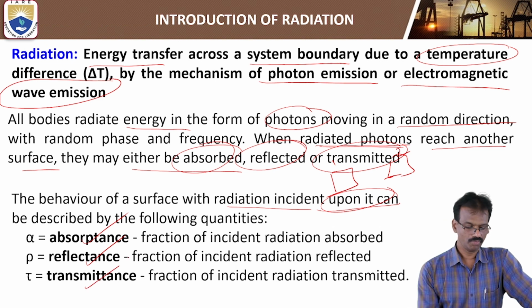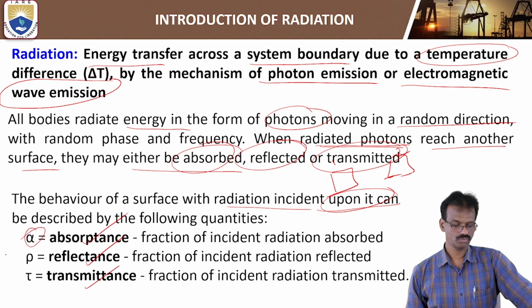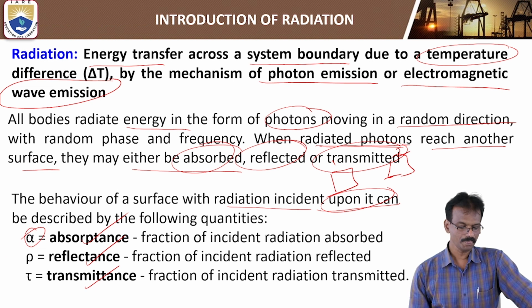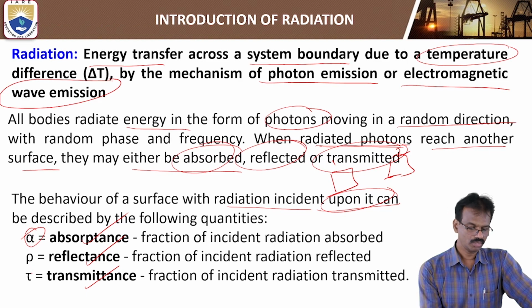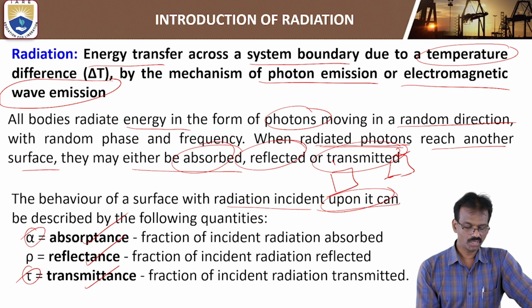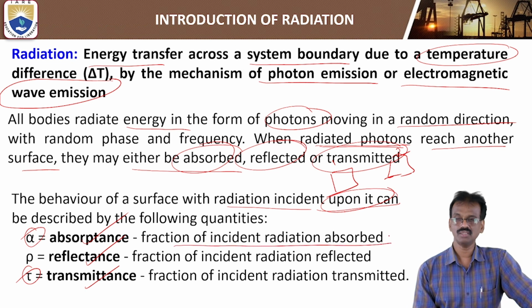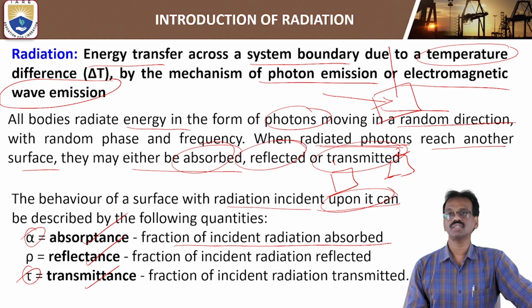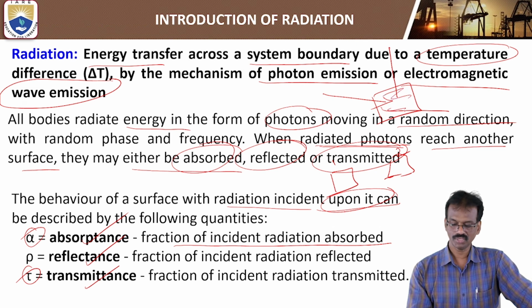So alpha just shows the absorptivity, rho shows the reflectivity, and tau shows the transmission parameter. Absorption means the fraction of incident radiation absorbed. Just like this is the body, some portion will be absorbed, some portion will be transmitted, some portion will be reflected. These ratios depend upon the behavior of the surface. We will see those surfaces also.